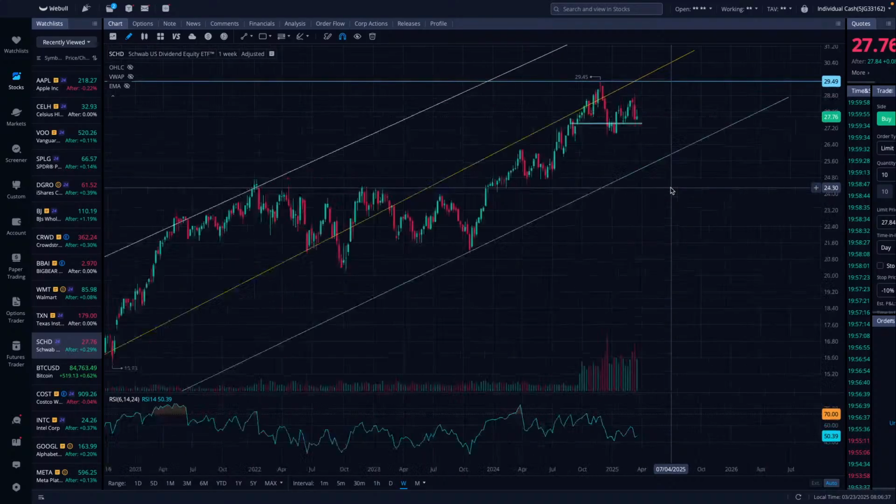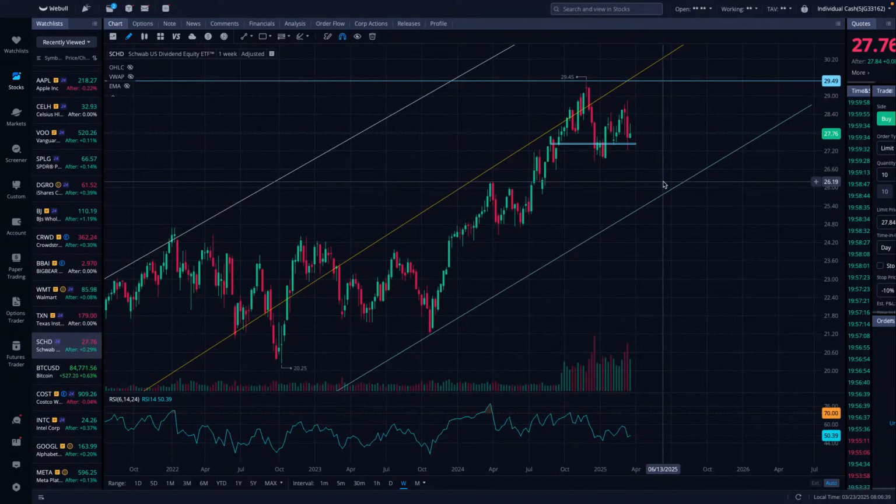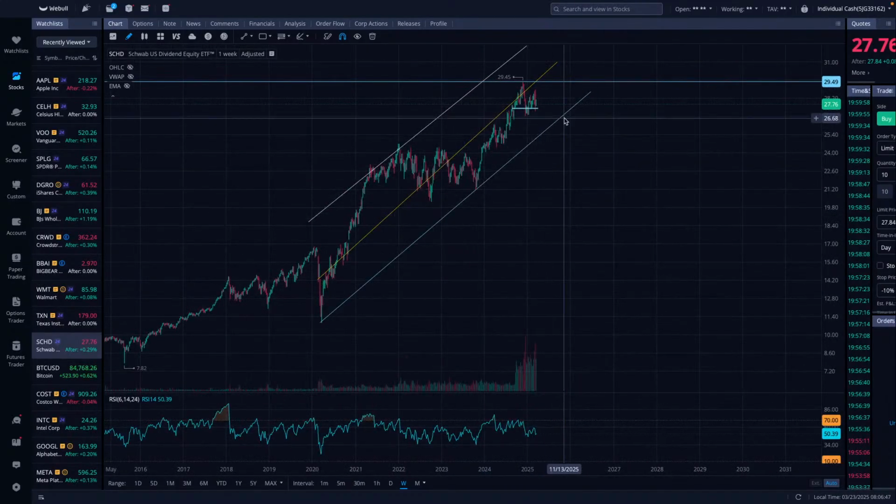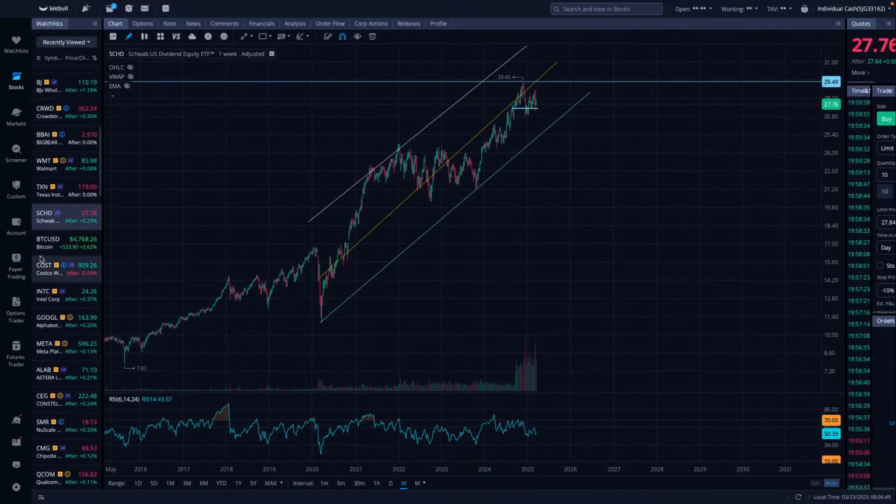So SCHD, looking for this $26 pullback. When I trade stocks like this, I want to make sure that they are actually trading to their trend lines if I'm going to dollar cost average in on them.